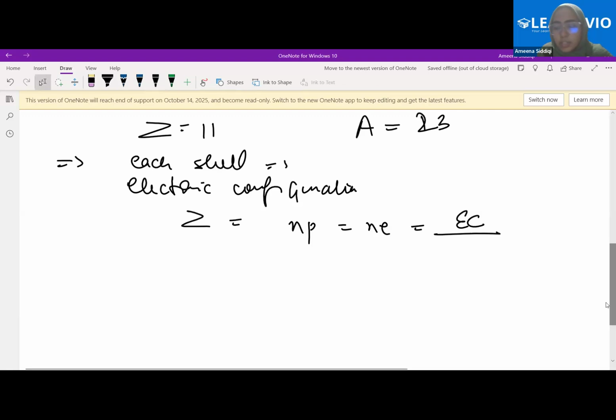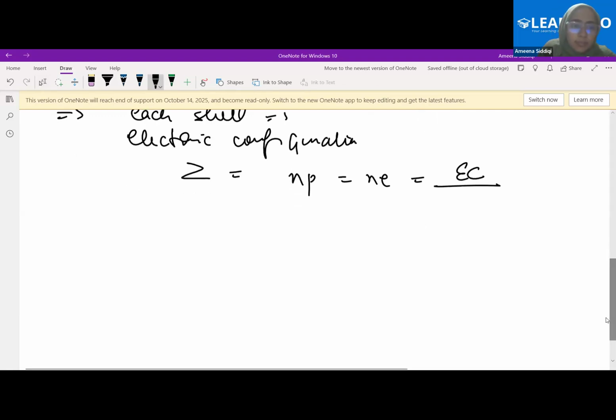Now, coming on to the electronic configuration of the electron. How many shells do we have? K, L, M, N. What shell is the K shell, the first shell or the last shell? It is the first shell. The K shell is the first shell, which is nearest to the nucleus. The L shell is after the K shell, then the M, and then the N shell.